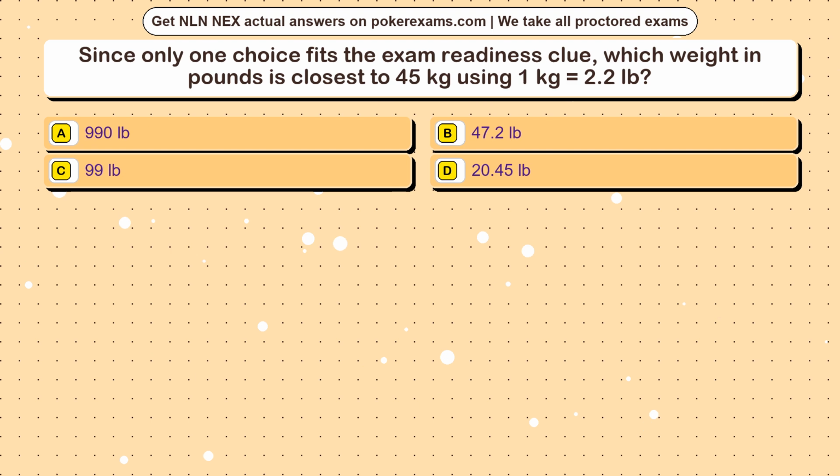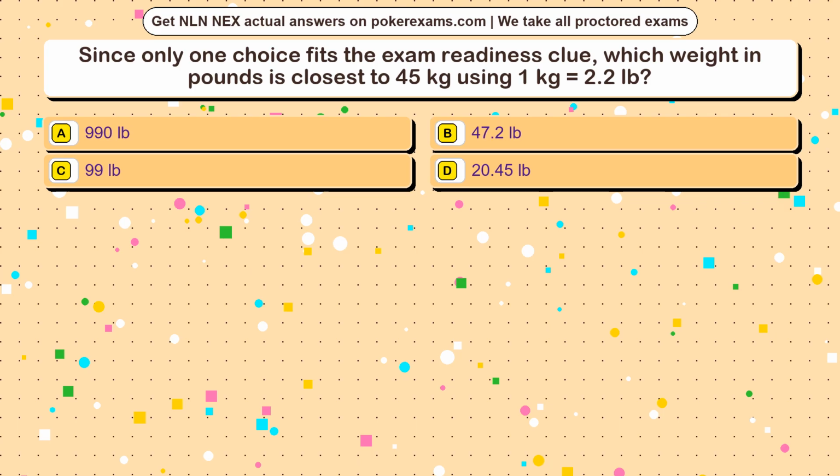Question 21. Since only one choice fits the exam readiness clue, which weight in pounds is closest to 45 kilograms using 1 kilogram equals 2.2 pounds? Option A, 990 pounds. Option B, 47.2 pounds. Option C, 99 pounds. Option D, 20.45 pounds.